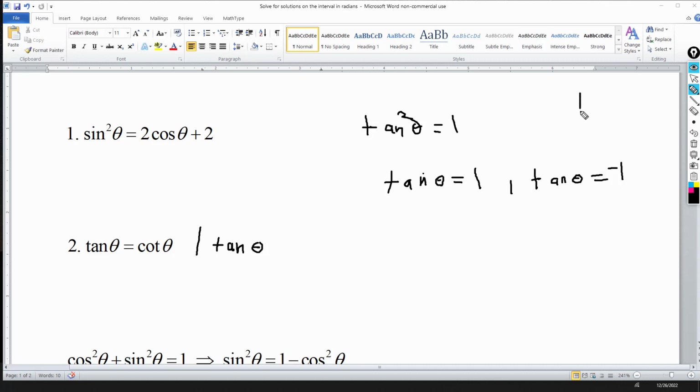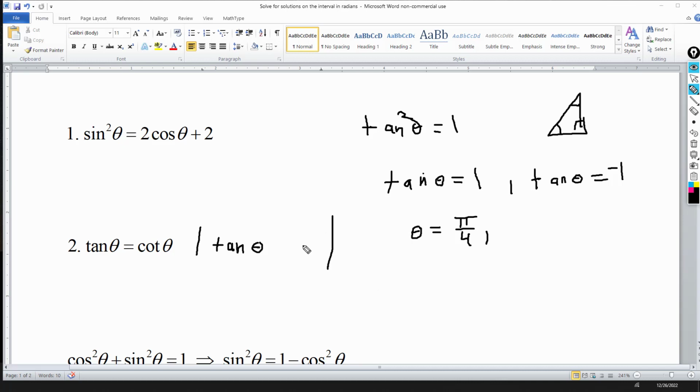If you know your 45 right triangle, this angle is 45, and this angle is 45, and this is 90 degrees here. Then the tangent of this angle here, which is 45, is 1 over 1, which is 1. So I know right away that one angle in the interval from 0 to 2 pi is 45 degrees. But remember, we're looking for radians. So what is 45 degrees in terms of radians? Just multiply that by pi over 180 and reduce it. You'll get pi over 4. So that's one answer for this equation.